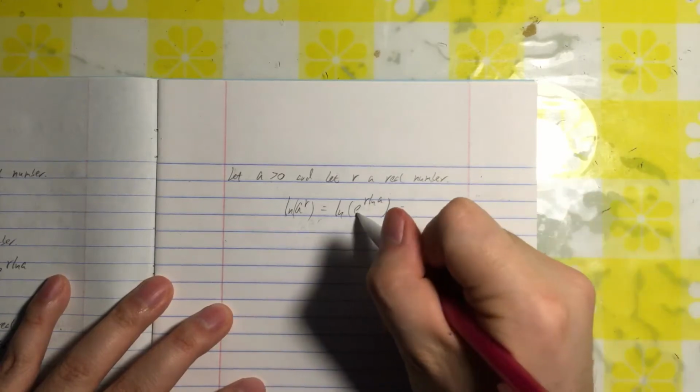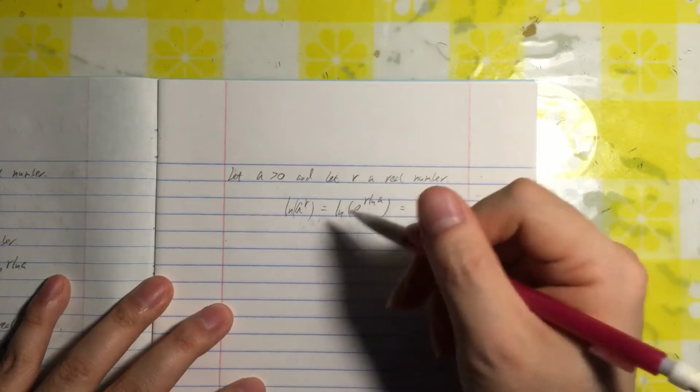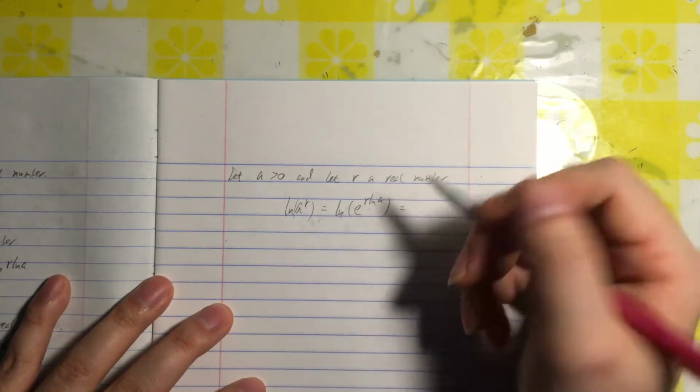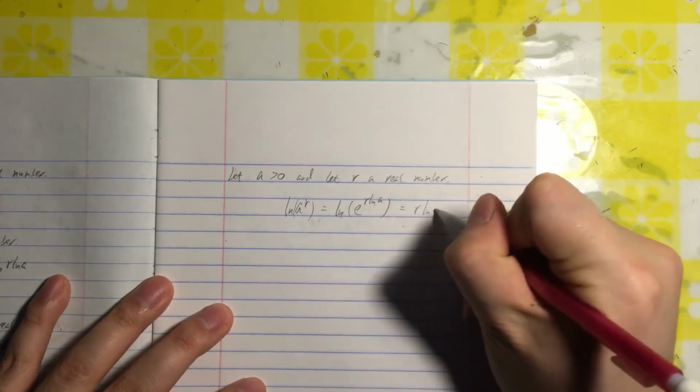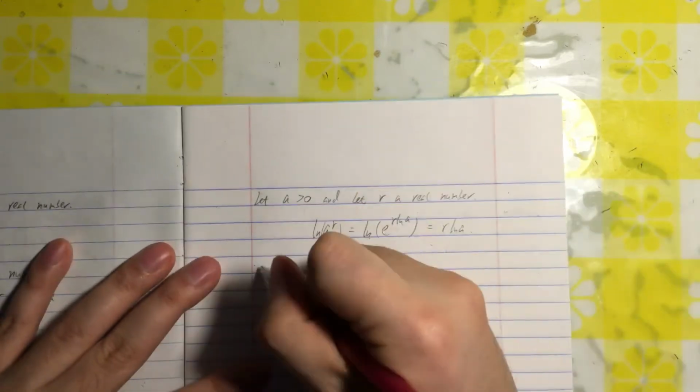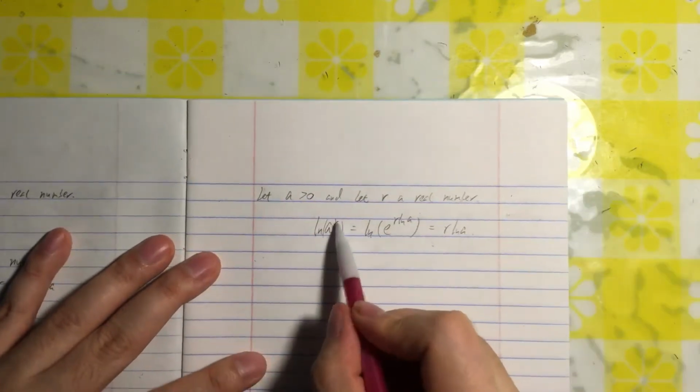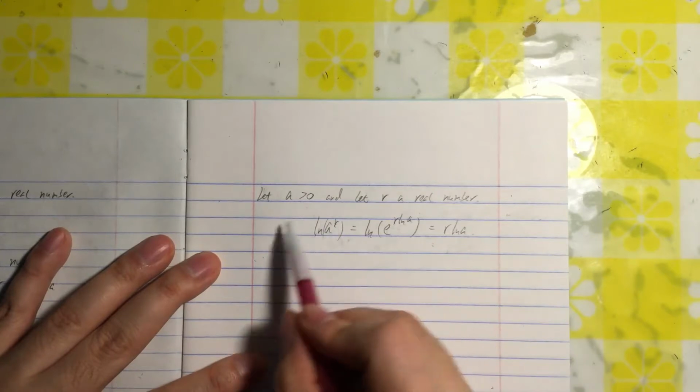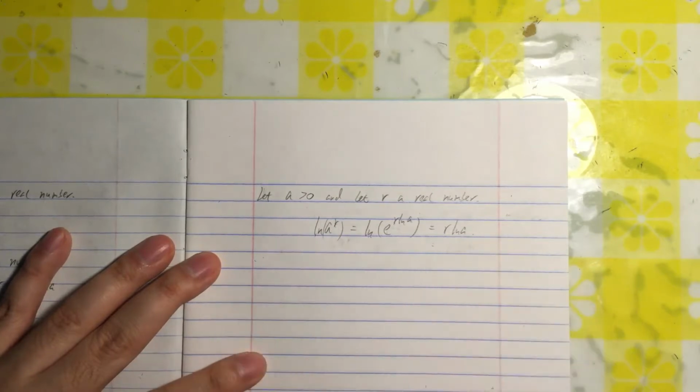Since ln and e are inverse functions of each other, by the inverse function property, they can cancel. We get r times ln of a. So, for any real number r, I can always bring r to the front. So the third law of logarithm is true for all real numbers r.